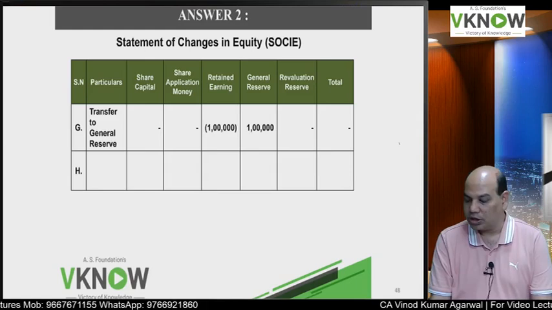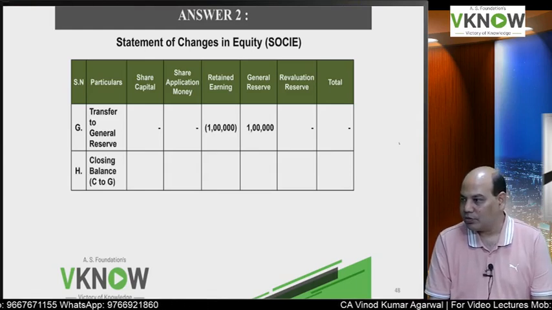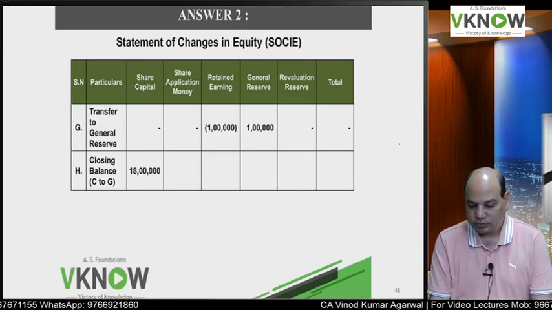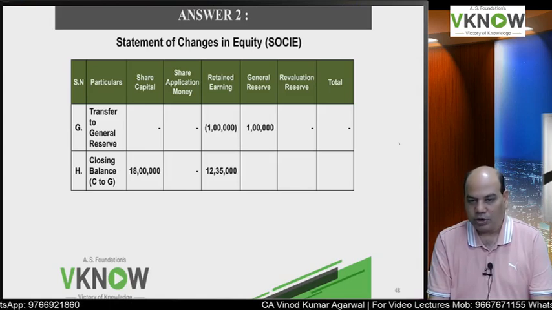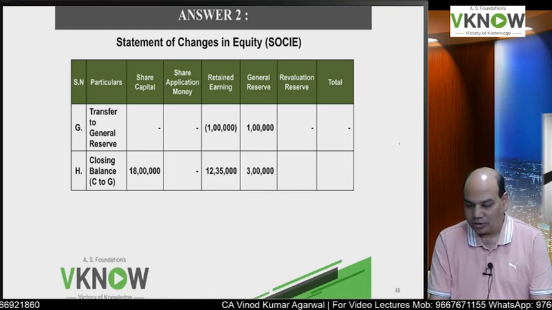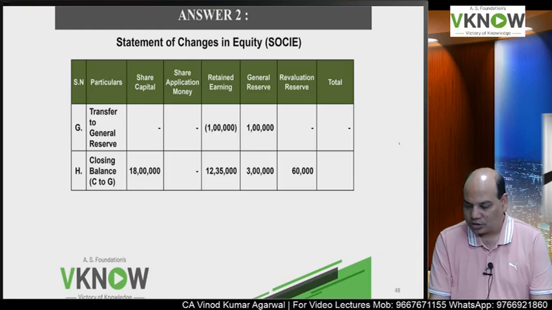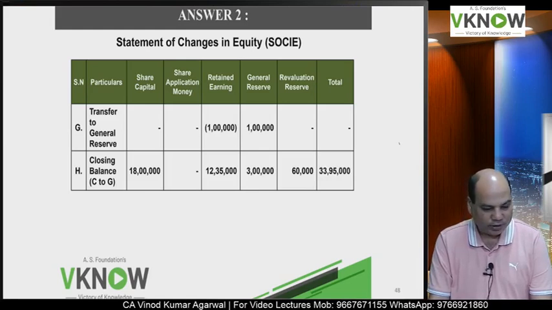So now you are ready to write the closing balance. So what is share capital finally? 18 lakh. Share application money 0. Retained earning 12,35,000. Very good. General reserve 3 lakh. Revaluation reserve 60,000. And total 33,95,000. Just check.